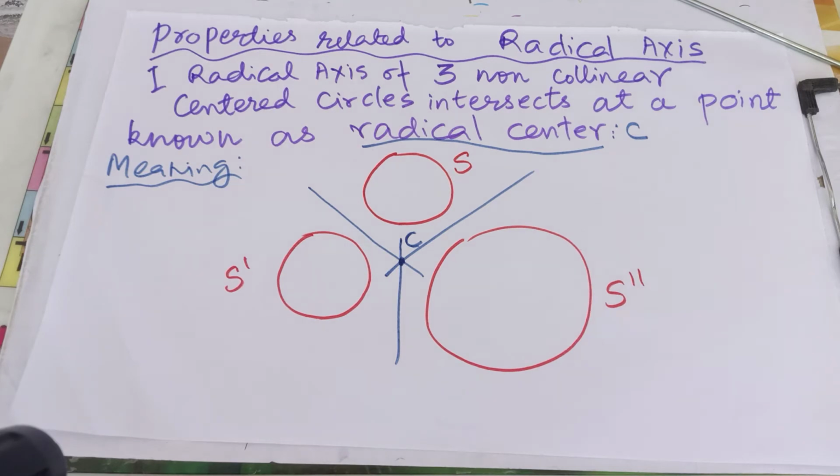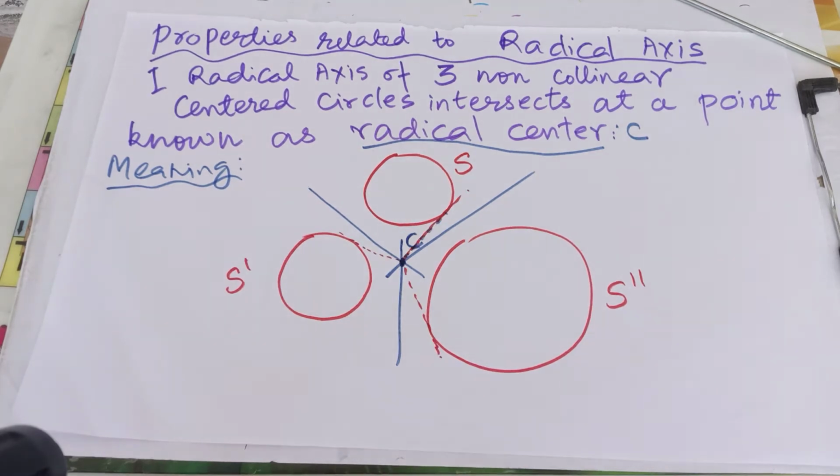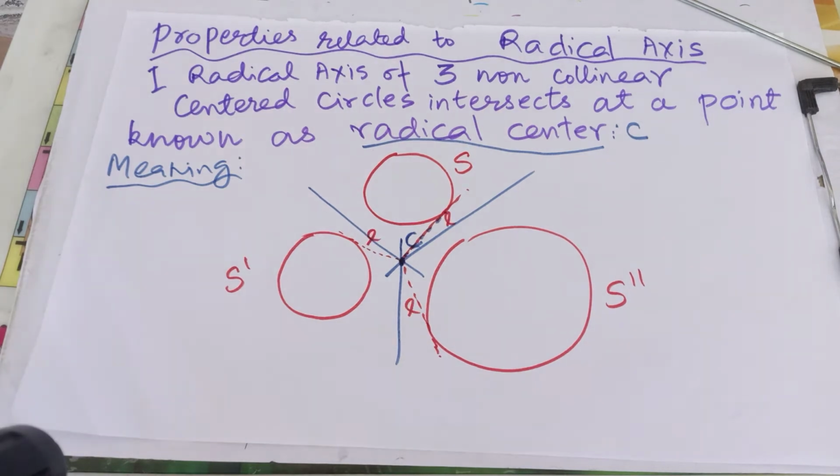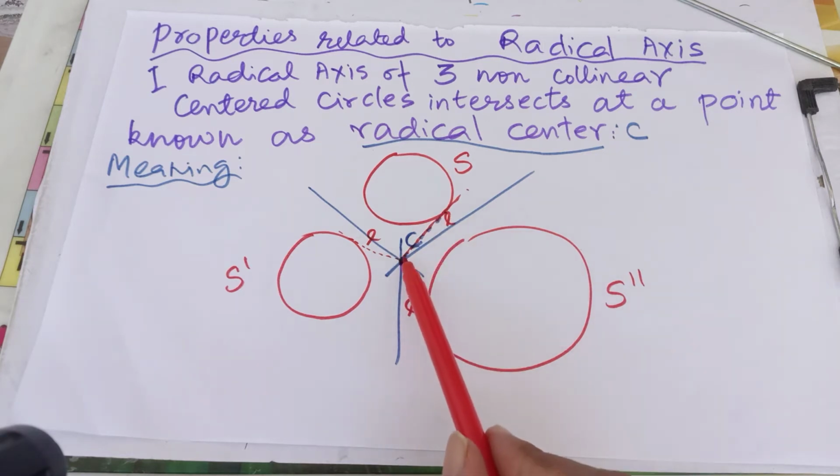So what is the main thing about radical center? What if tangents are drawn to the 3 circles? What about their lengths? So if we draw 3 tangents like this, are the lengths same? So answer is yes, because of the definition. Since this is a point of concurrency of the 3 lines, the length of tangents is same. That's how radical axis is defined.